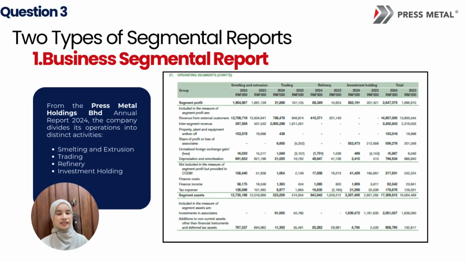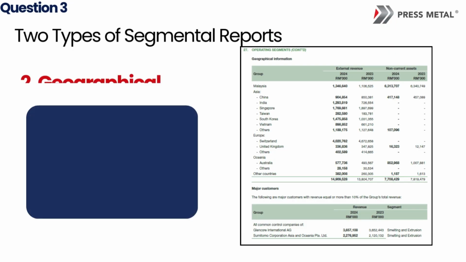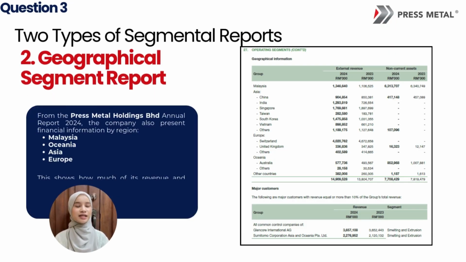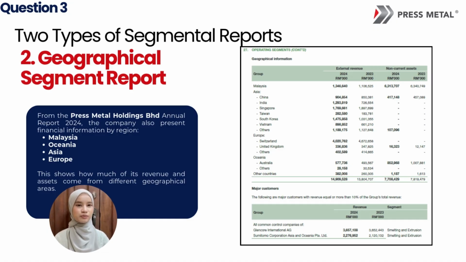By using business segment reporting, Press Metal provides clearer insight into how each activity contributes differently to the group's operations and financial performance. The second type is the geographical segment report, which organizes financial information based on the regions where the company operates or sells its products. Press Metal also applies this method in its disclosures. The company reports financial information by geography, specifically Malaysia, Oceania, Asia, and Europe.